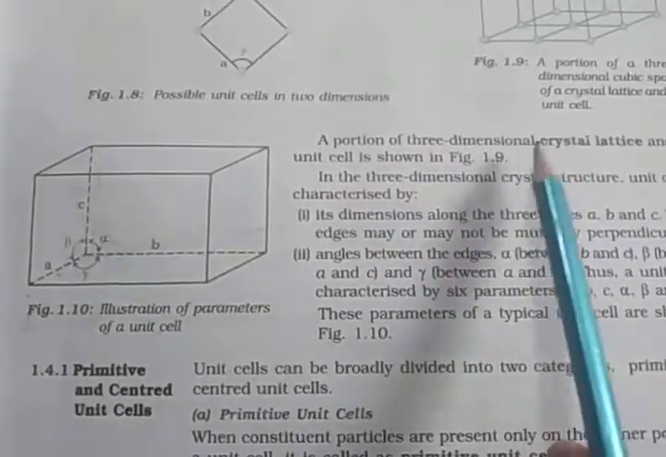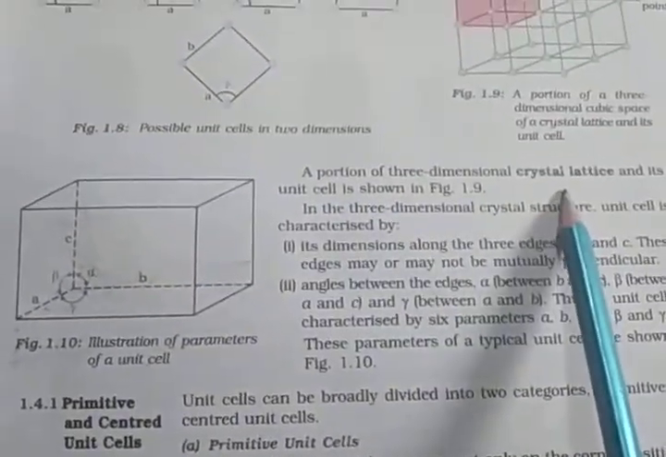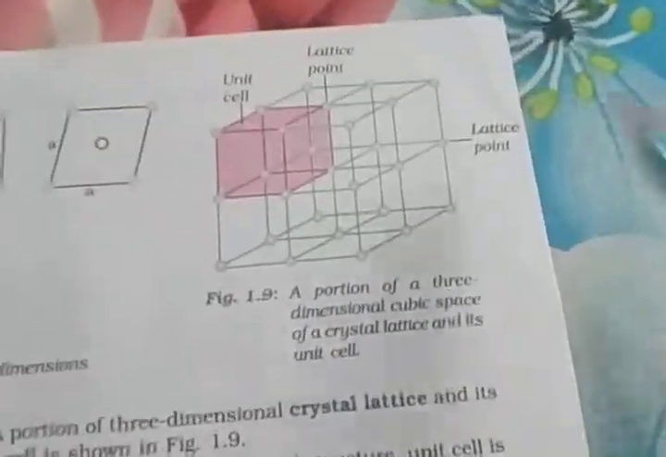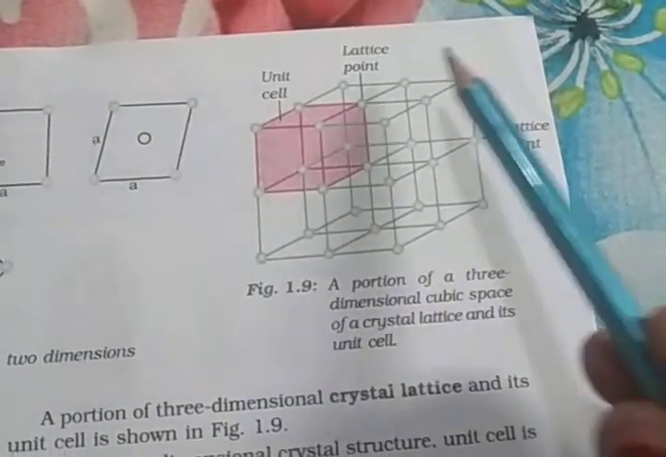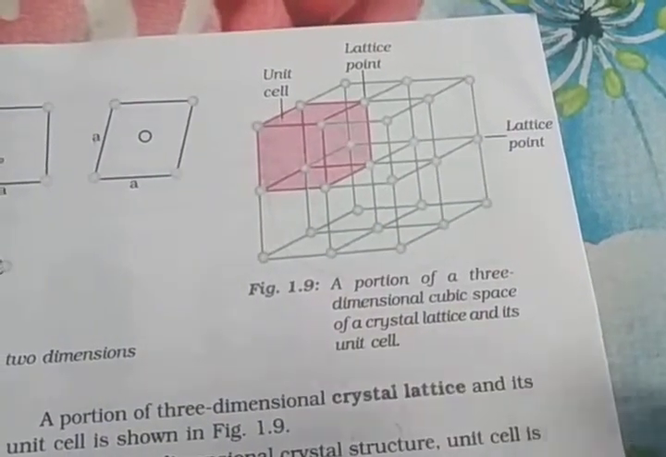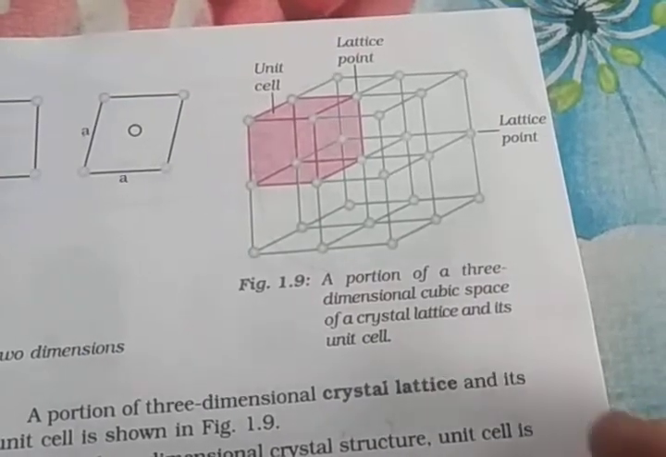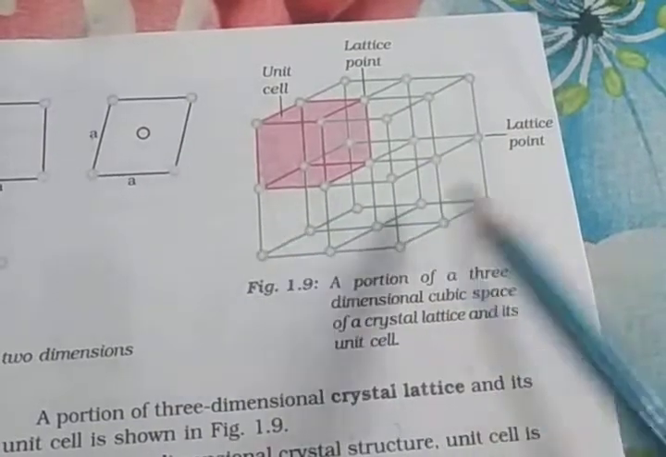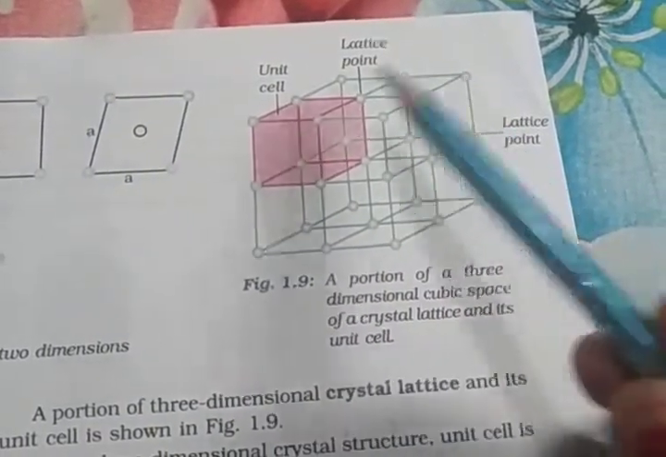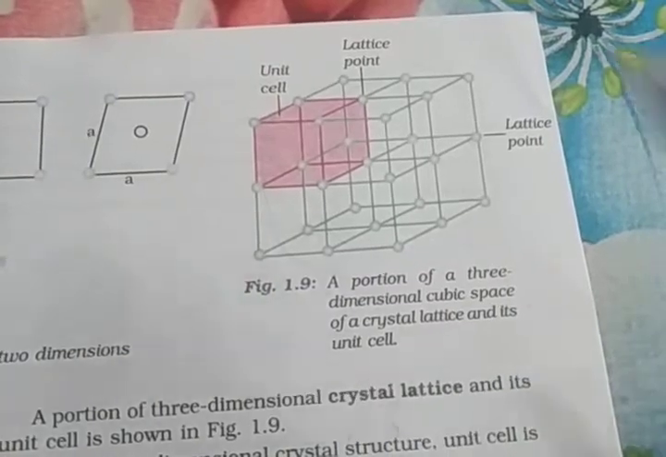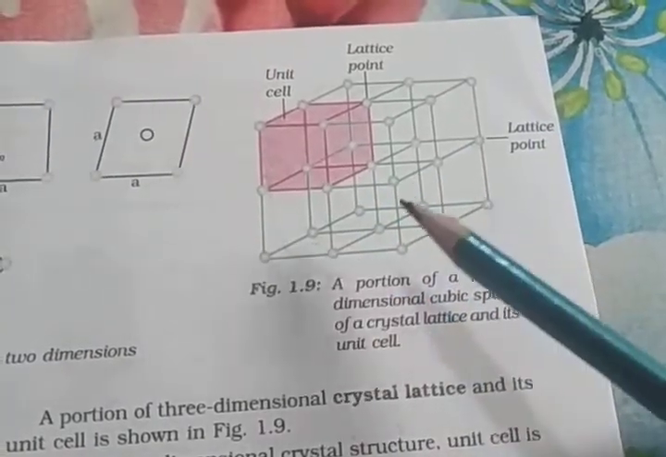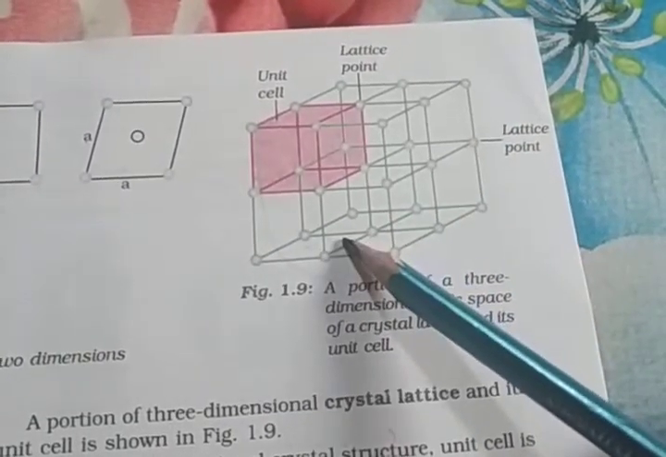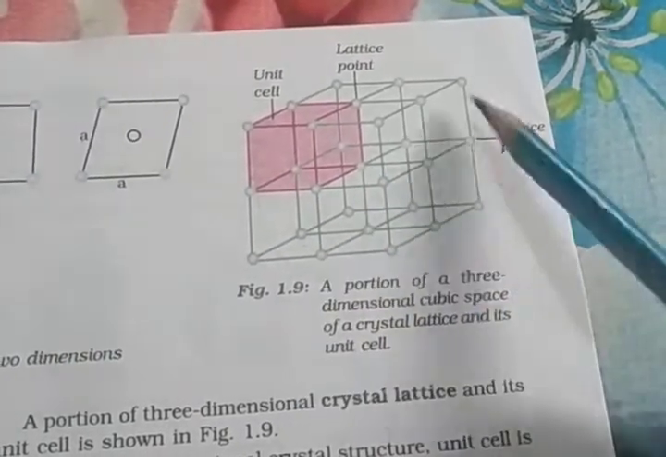So a portion of the 3D crystal lattice and unit cell is shown this way. See, this is the complete crystal lattice, a box-like structure. One box is a unit cell, but many boxes combined together form the crystal lattice. So in a simple way: one unit cell, second unit cell, third, fourth. More than four unit cells combined form the crystal lattice.